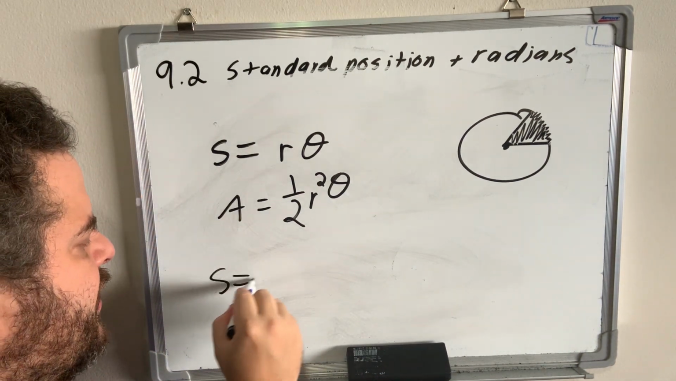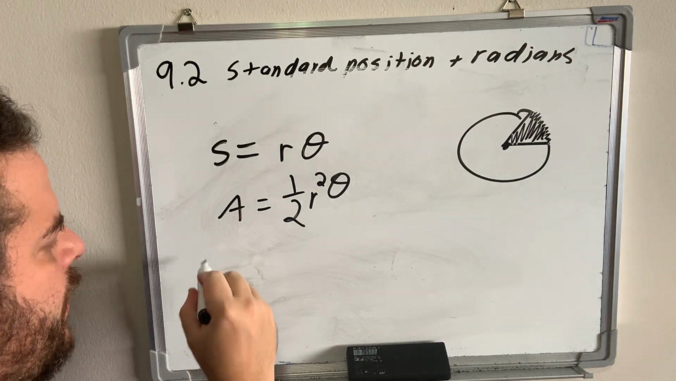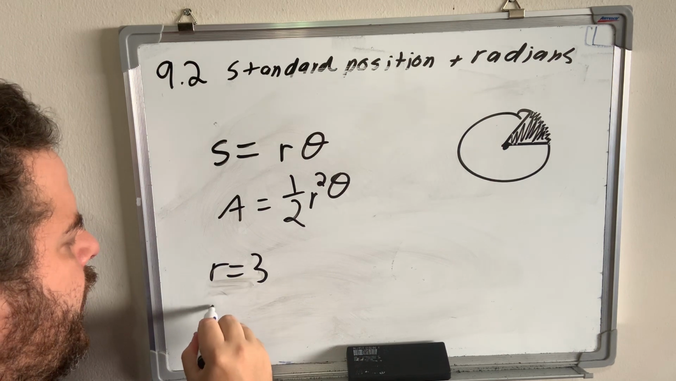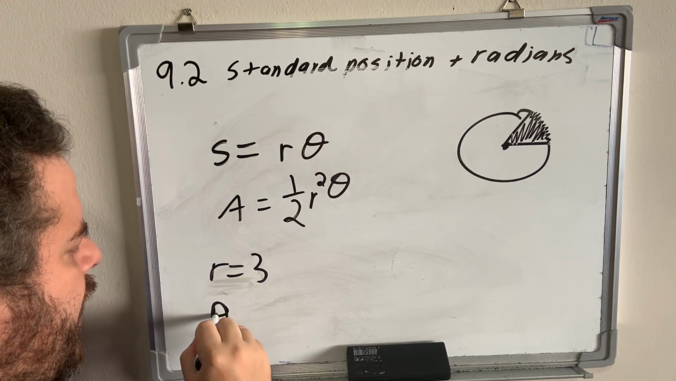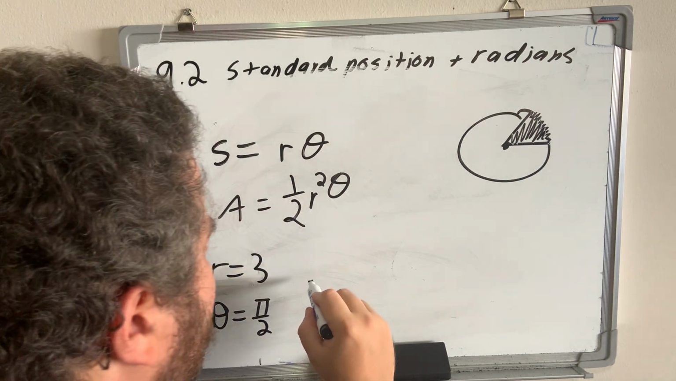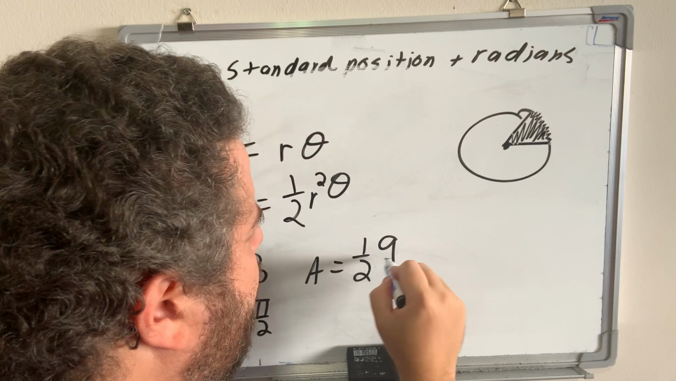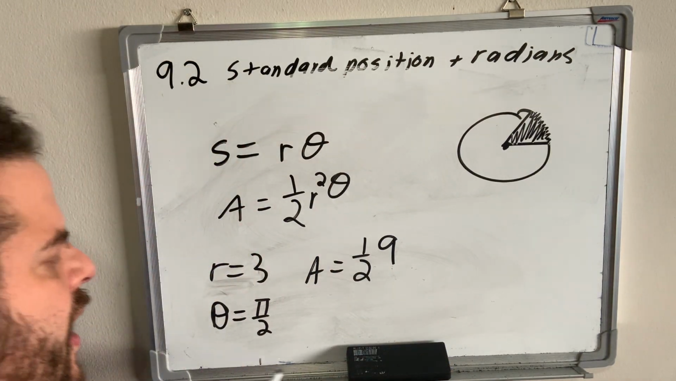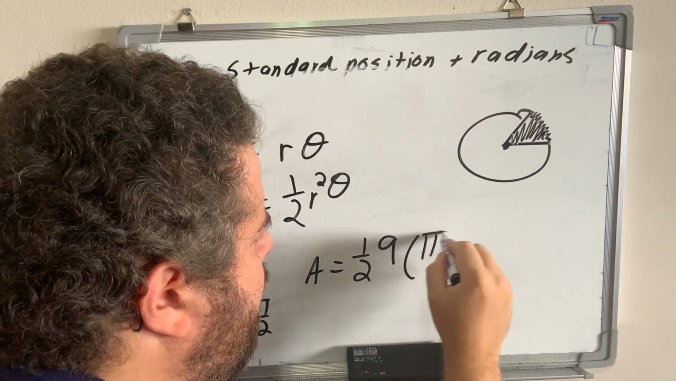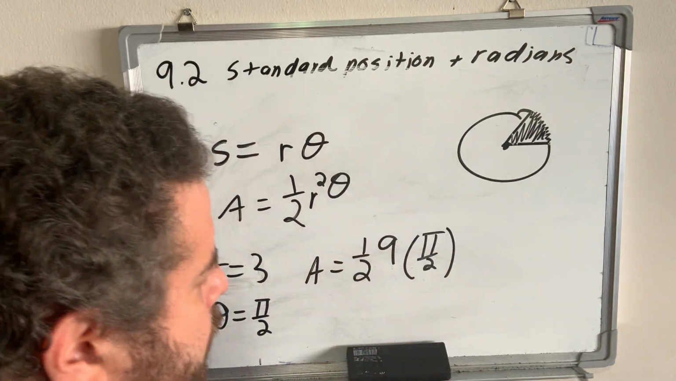Let's go over the exact same exercise, only for area now. And I know that the angle was pi over 2. Now let's go over into area. Area equals 1/2 radius squared, 3 squared is 9, times pi over 2, which is the angle measurement.